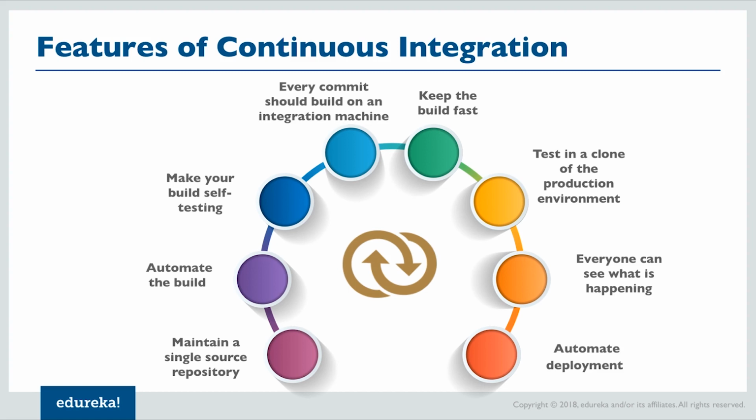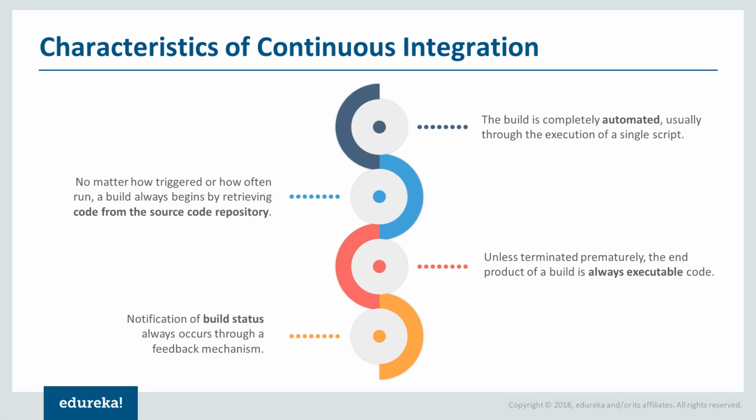And then of course, as the last step, you should have automated deployments. Now, when we speak about deployments in detail, we will see the difference between continuous delivery versus continuous deployment. But in general, everything should be automated end to end when we talk about continuous integration. So some of the characteristics, to be continued from the last slide: the build is completely automated, usually through the execution of a single script.